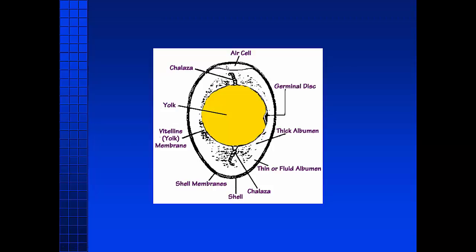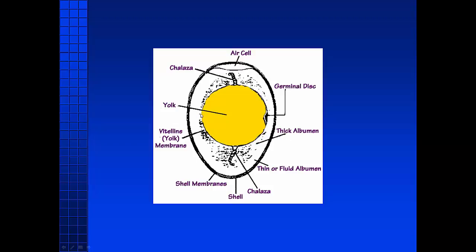Moving in from these membranes, we get to the white, and there is both thick and thin white. We find thin white up next to the membrane by the shell, and we find thin white again very close to the yolk, around the membrane surrounding the yolk. Otherwise, most of the white in the egg is thick white.